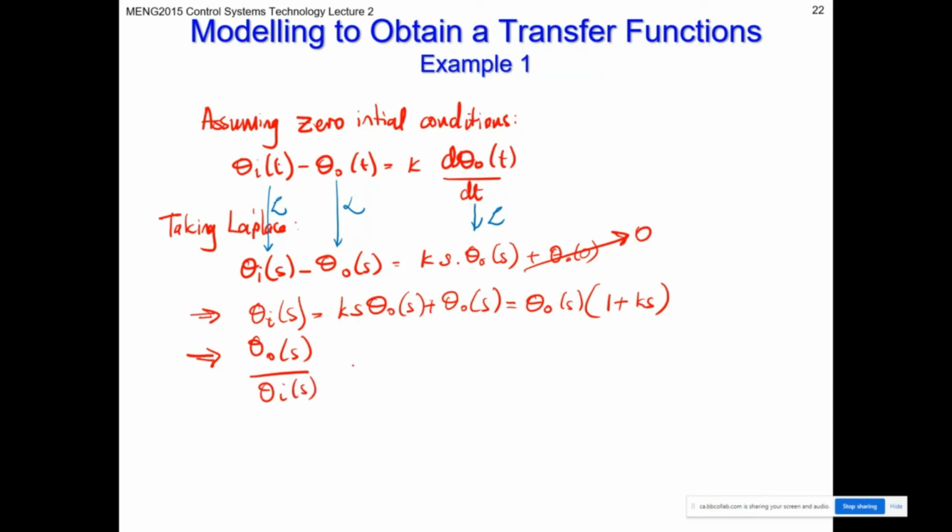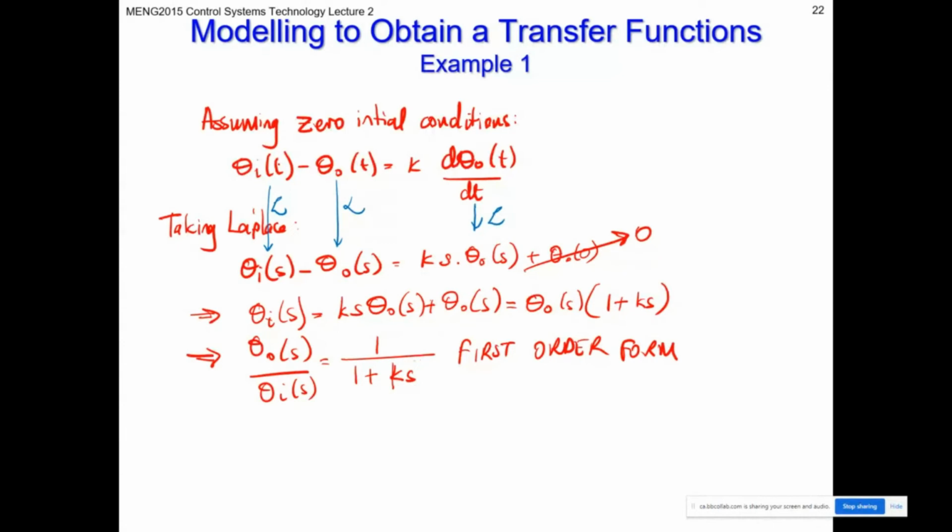Right, so our theta out over theta in of s, that's our transfer function, output temperature over input temperature, the input temperature being the liquid in the beaker, the output being the temperature of the mercury, is 1 over this 1 plus ks. And this is a typical first order form of an equation, right? So this is a first order transfer function, 1 over 1 plus ks.